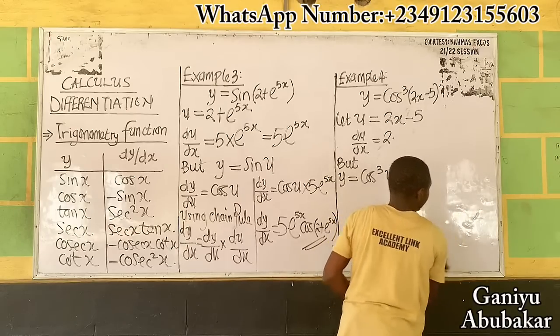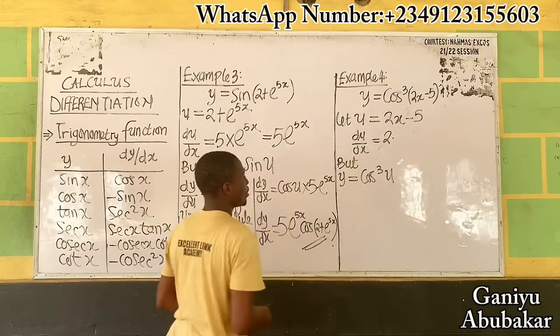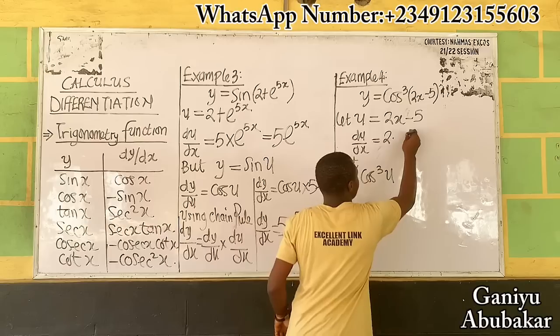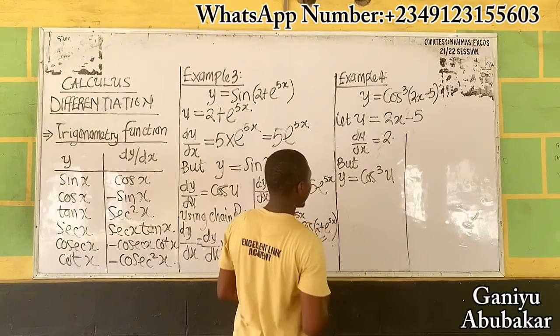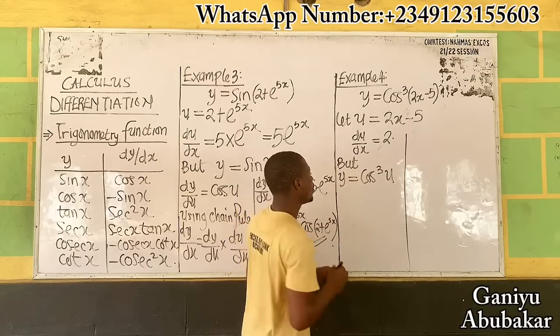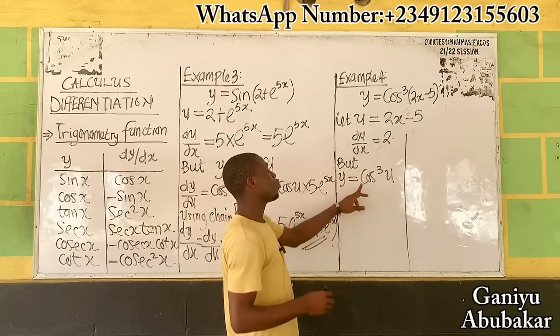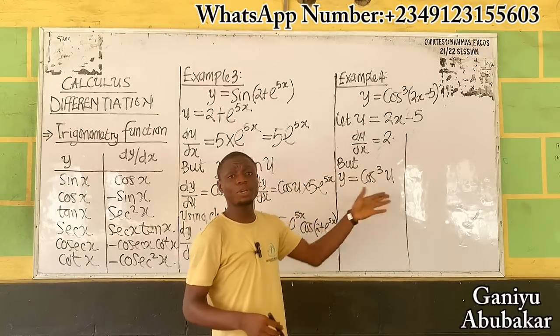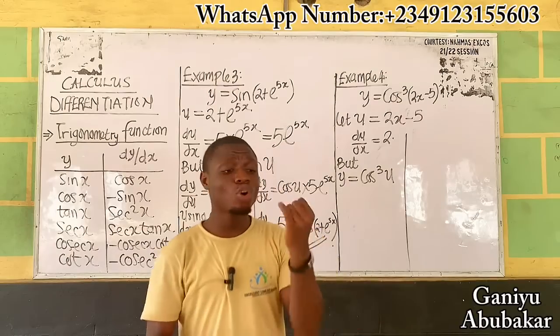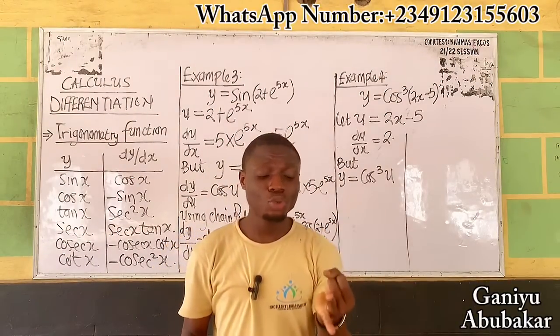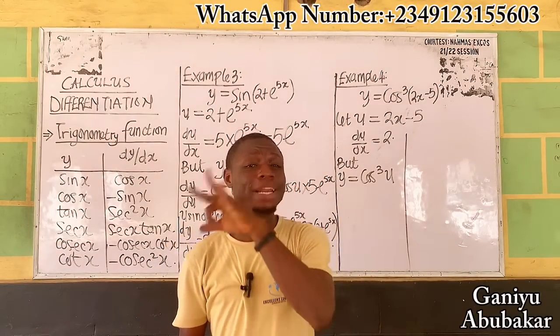Let's proceed, please. So at this point, let's proceed. I have that y equal to cos cube u. Now here's the concept: y equal to cos cube u. Cos cube u means cos u times cos u times cos u in three places.